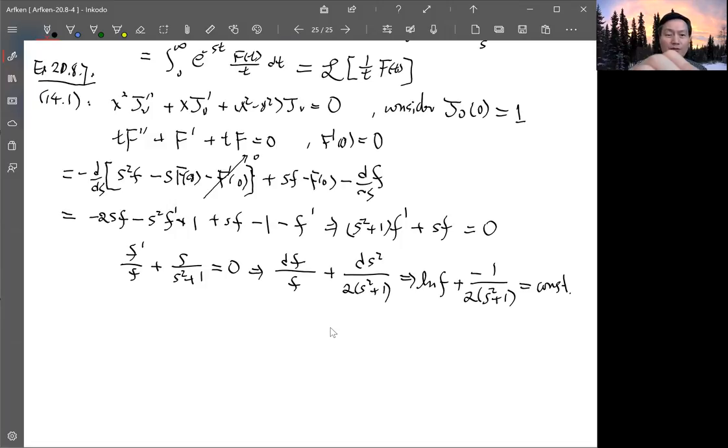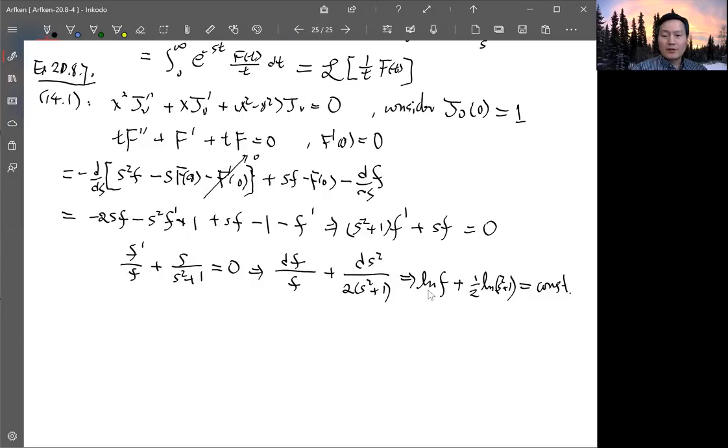Actually, this is also a log. I forgot to write down the log. This is also a log. You have 1/2 and then log of s squared plus 1. Okay, so this equals a constant.